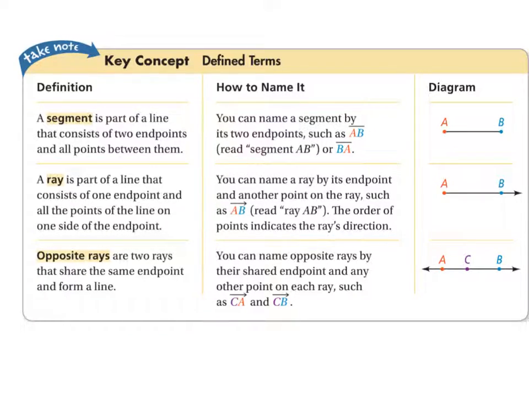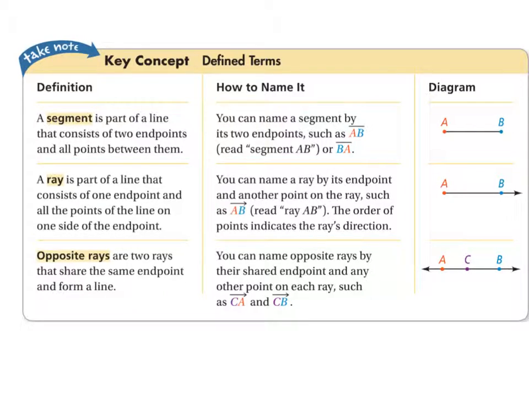So the first one is a segment, or a line segment. A line segment is a part of a line that consists of 2 endpoints and then all the points between them. Okay? 2 endpoints and then all the points between them. So for example, looking at the diagram, if I had line AB like we had at the top of the page, with the definition of line, if I only took point A and point B and then everything between them, that's now a line segment.